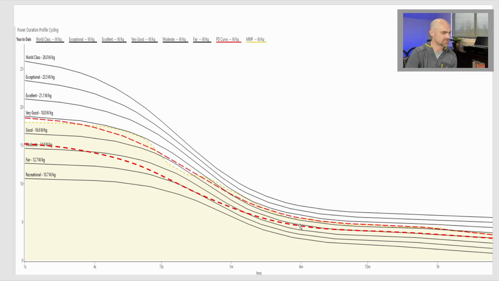So his power right at 4 minutes would go up a little bit. And then some of the durations right outside that, maybe a little bit longer and shorter, would come up a little bit too, as you can probably envision.